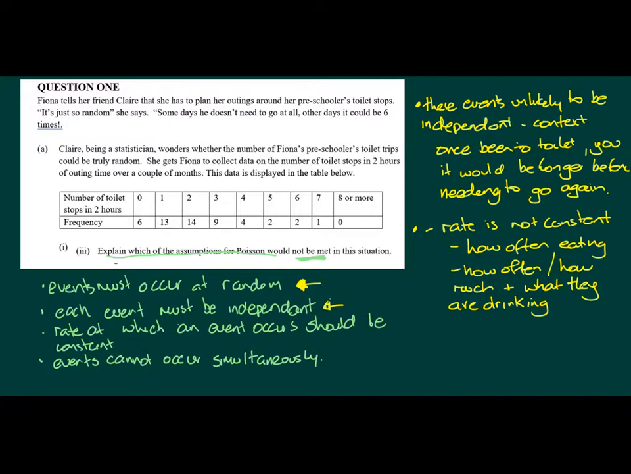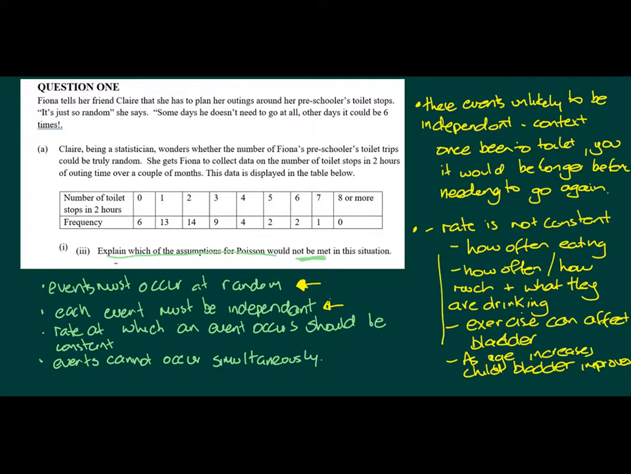Yeah, and it could also be things like, are they doing exercise? Are they running around as most kids normally are? That can affect bladder control. And you'd also like to think that as age increases, child bladder control improves. So all this adds up to the rate not being constant.